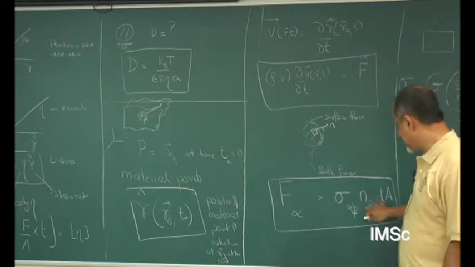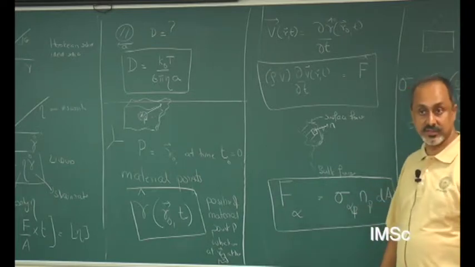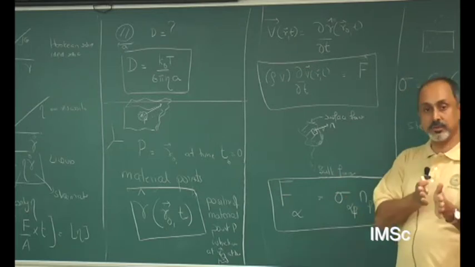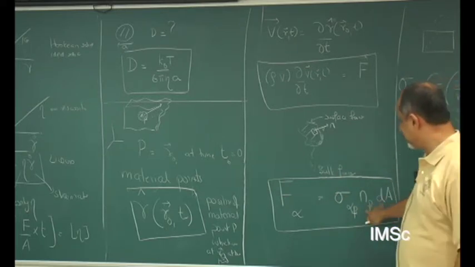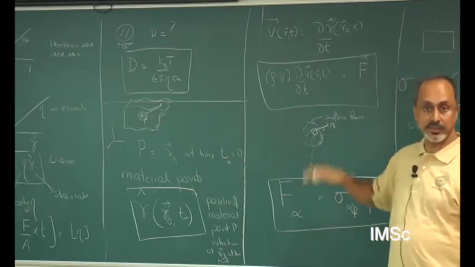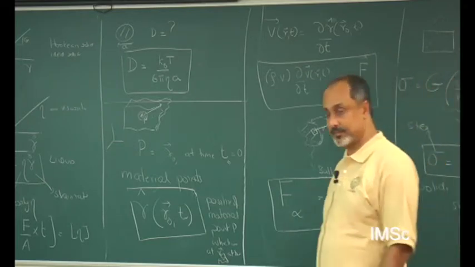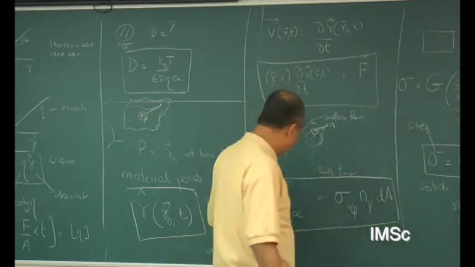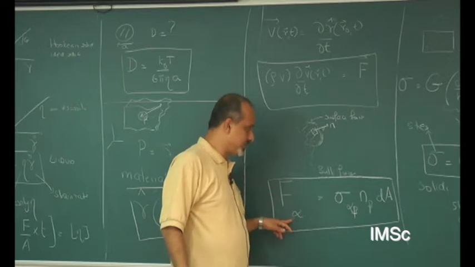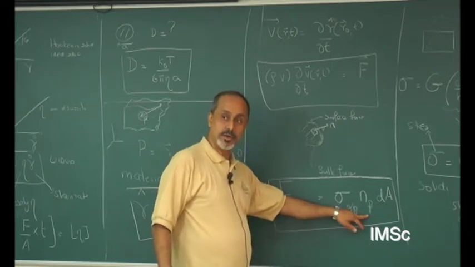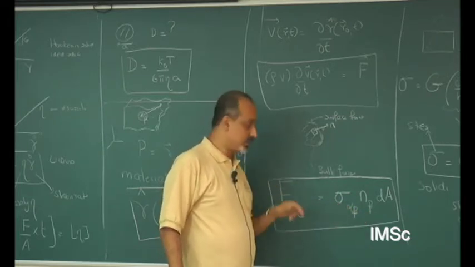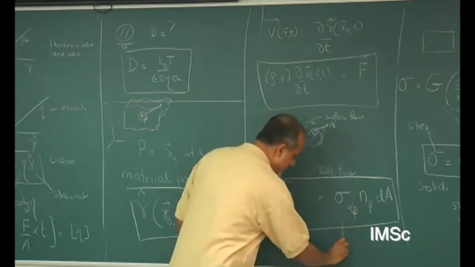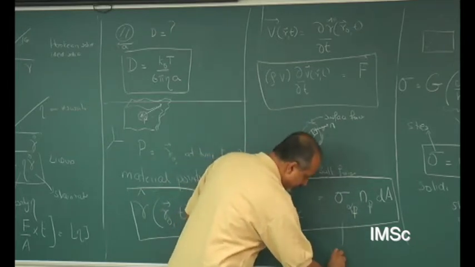It must depend upon the normal to that particular surface, because whether a force is pushing inwards or pushing sideways, surely the effect of that force is different on the mass that I'm actually considering. So the quantity that ties the alpha component of the force to the beta component of the normal is this quantity sigma alpha beta, which is called the stress tensor.